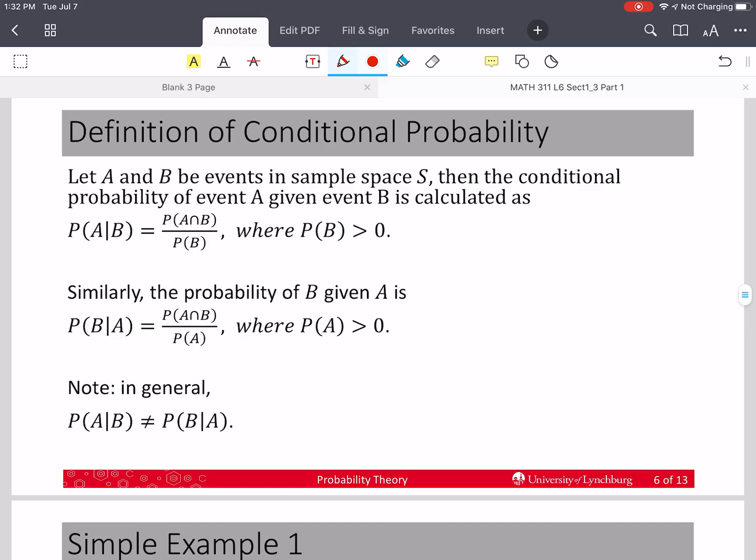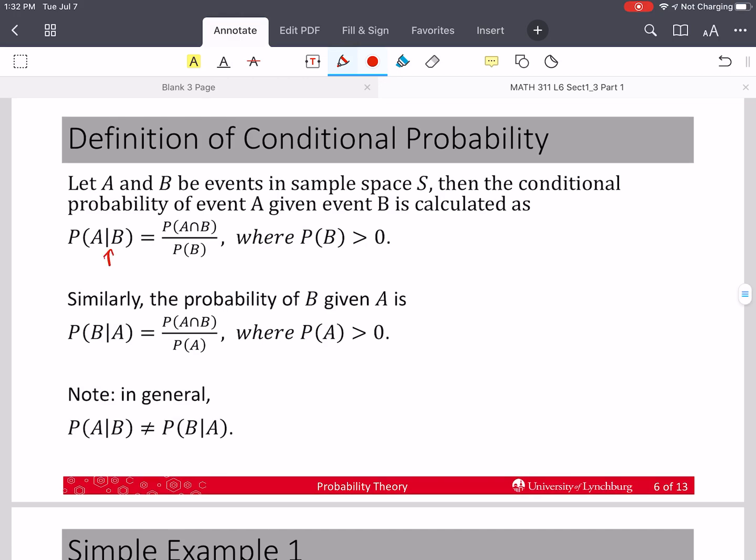So let A and B be any events in sample space S, then the conditional probability of event A given B is calculated as the probability of A given B equals the probability of A and B divided by the probability of B. And here we can't divide by 0, so the probability of B has to be greater than 0 or positive.